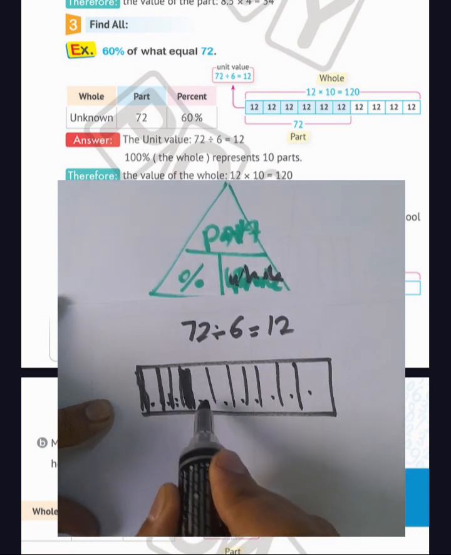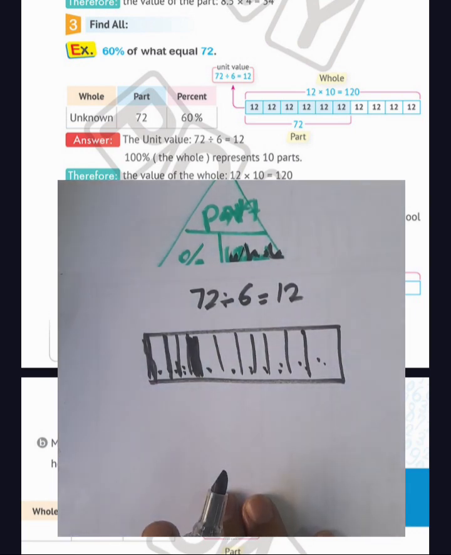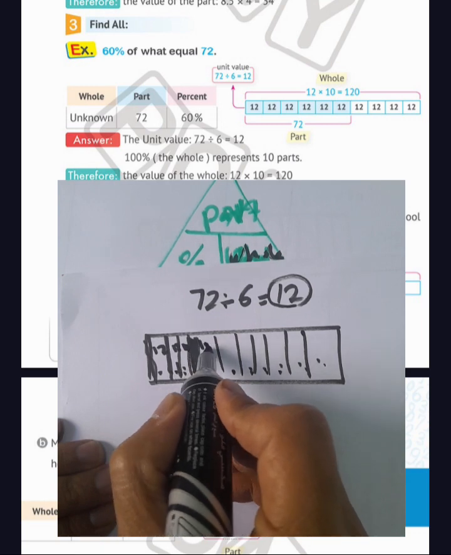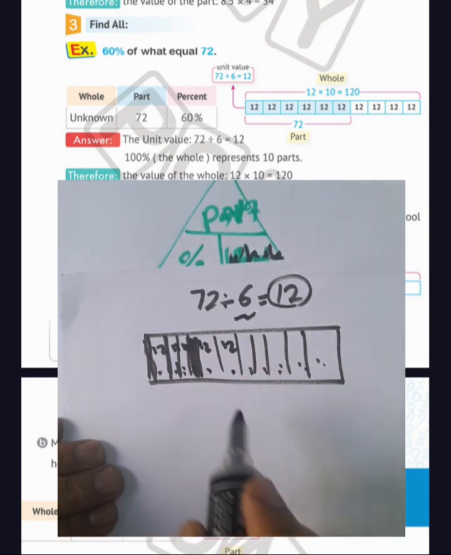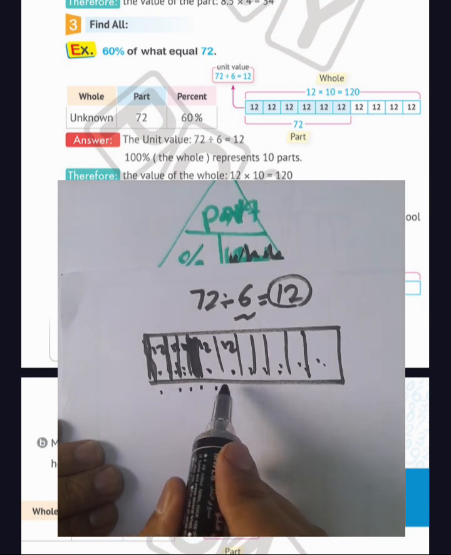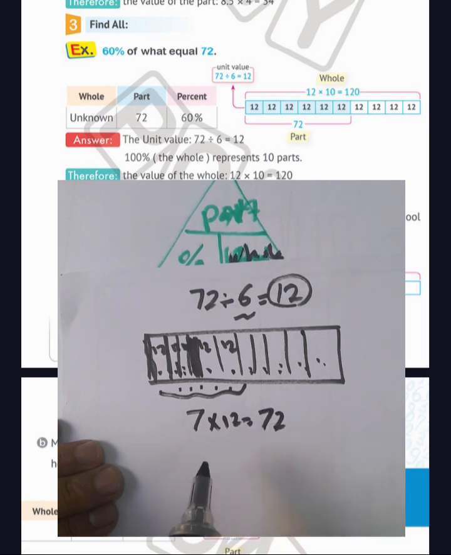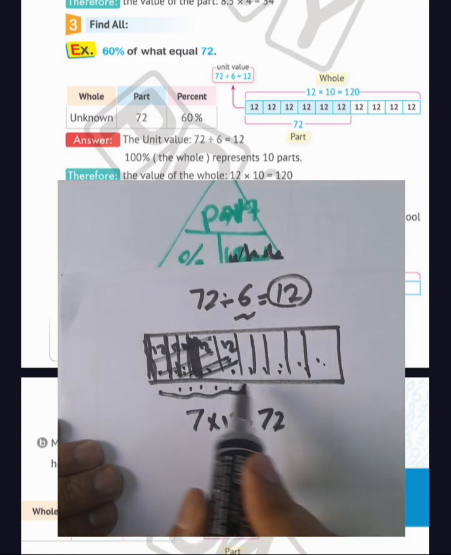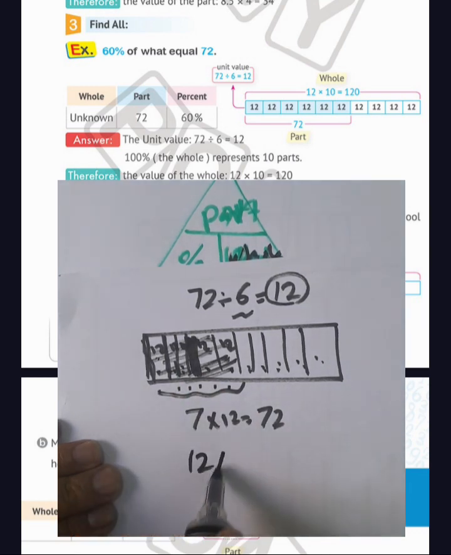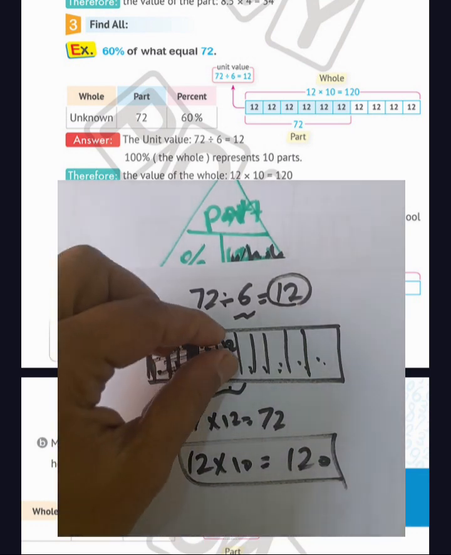1, 2, 3, 4, 5, 6, 7, 8, 9, 10. Draw 10 parts. And the value of each one of them will be what? 12. Right here, 12 and 12 and 12 and 12. But you must count how many parts? 6 parts. 1, 2, 3, 4, 5, 6. 6 times 12 we know equals 72. And each value of them will be 12. Then 12 times 10 will be 120. It's the value of the whole.